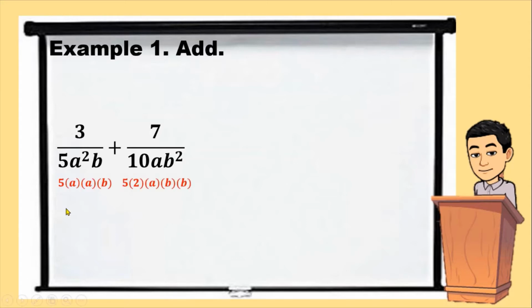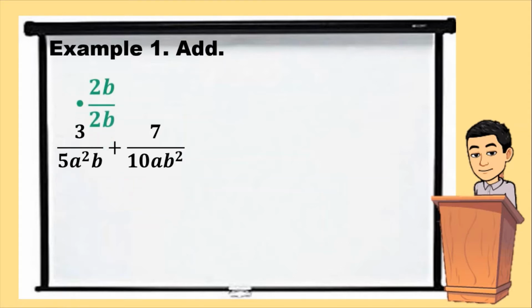The first denominator is equivalent to 5 times a times a times b, while the second denominator has prime factors 5 times 2 times a times b times b. Thus, we need to include a factor of 2 and a factor of b for our first denominator, while a factor of a for our second denominator, so that both of them become 5 times 2 times a times a times b times b, or 10a squared b squared.